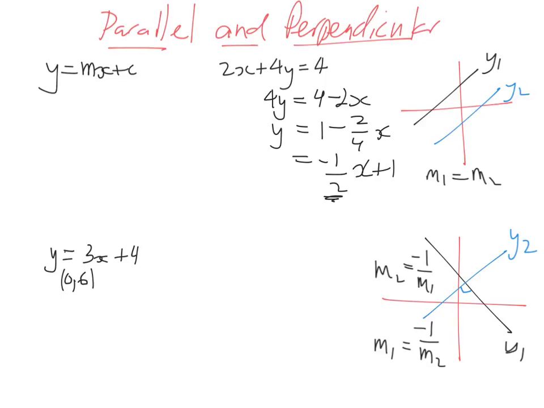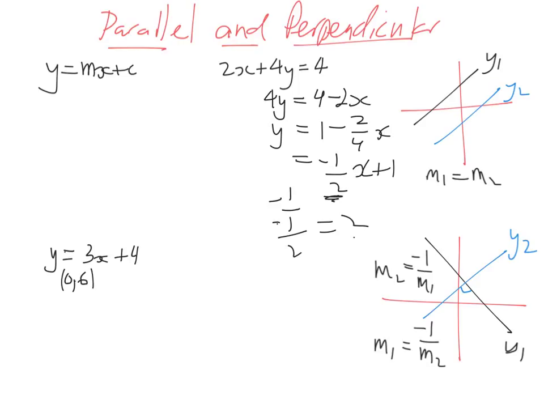So anything parallel to that would have gradient negative a half. Anything perpendicular would be negative 1 over negative 1 over 2, which ends up just being 2. We need that negative there as well, so the negative signs cancel. So if it's parallel, the gradient will be negative a half. If it's perpendicular, the gradient will be 2.